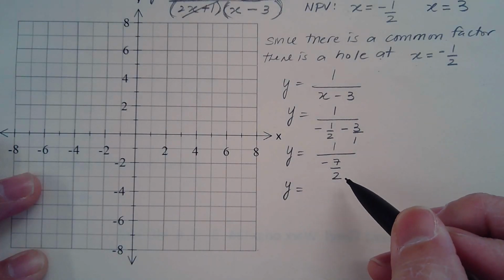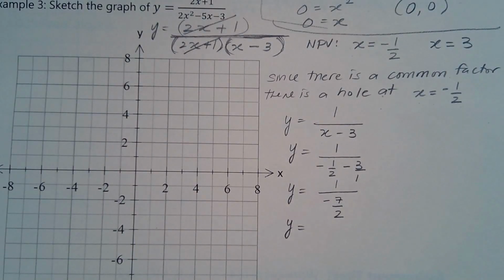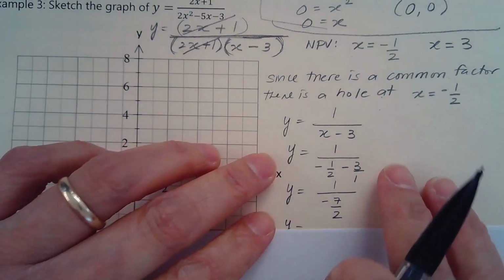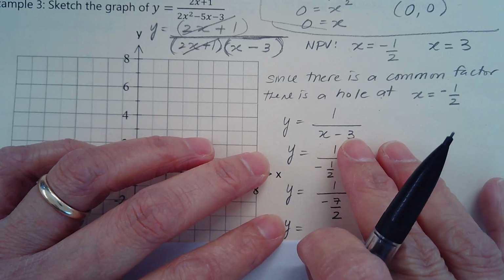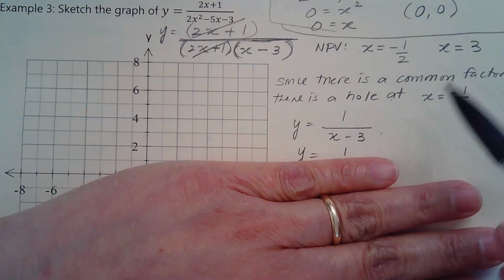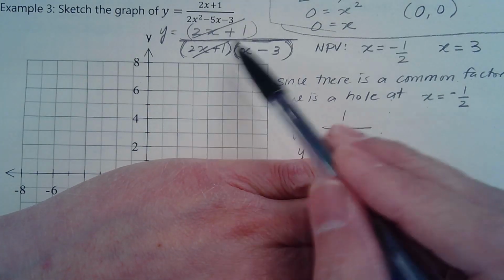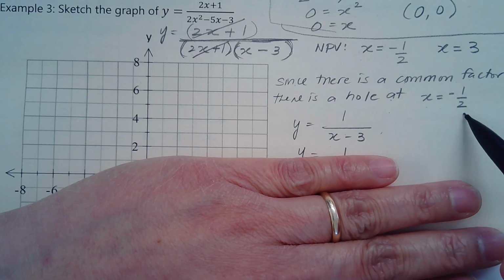So y is equal to, are you okay so far? No? Okay. If at some point you think, I don't know what you're doing there, how did that get there, let me know right away. I was actually trying to save space, that's why I'm skipping steps. Is everybody okay at this part here? Since there's a common factor, we've canceled a common factor, then there's a hole at -1/2. Yes? Because the coefficient is still 1.